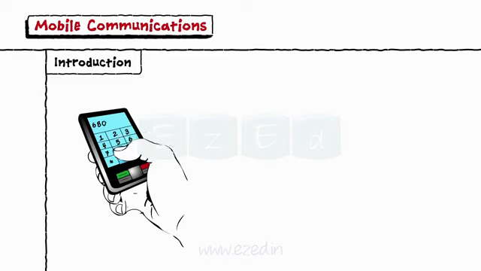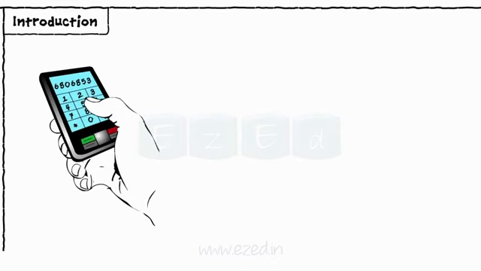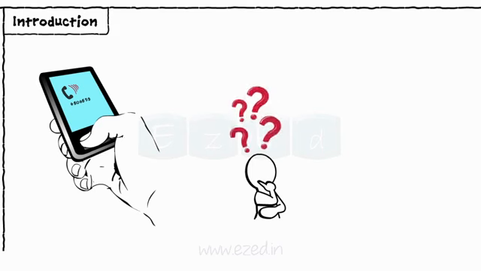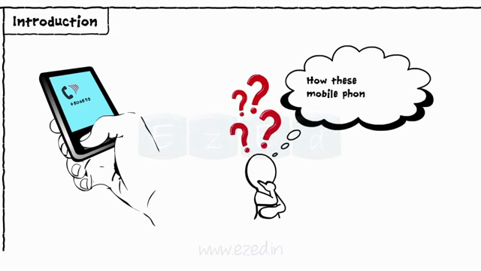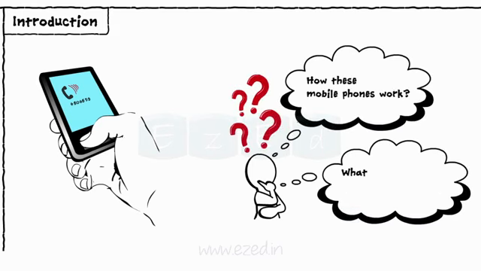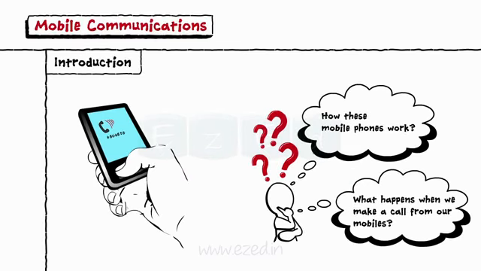When we have to call someone, we just take out our mobile phone and dial the required number. But has anyone ever wondered how these mobile phones work? What exactly happens when we make a call from our mobiles? Let's start with the cellular concept.